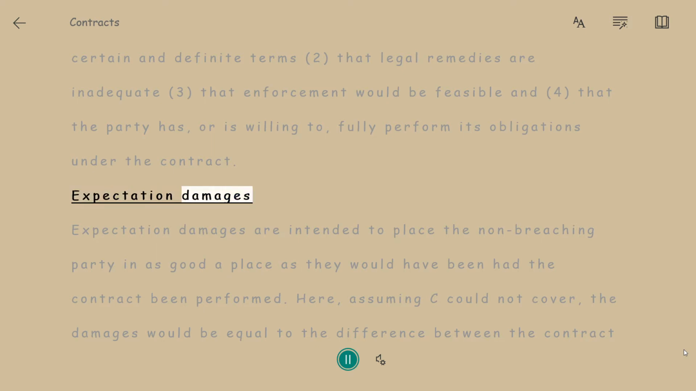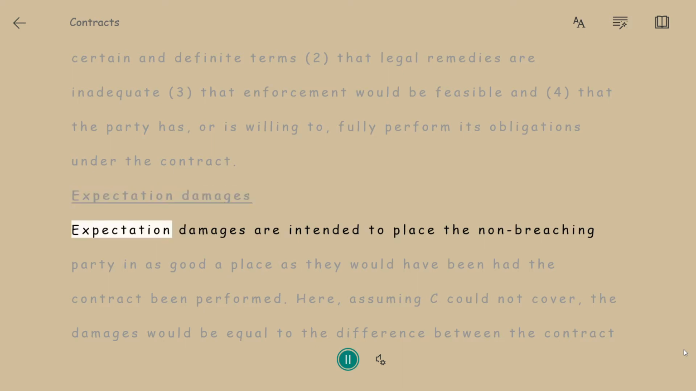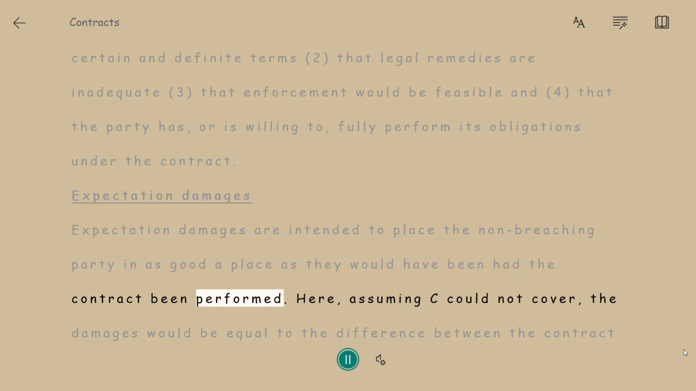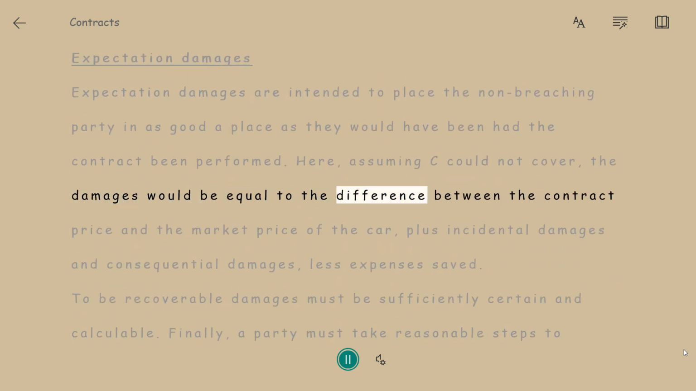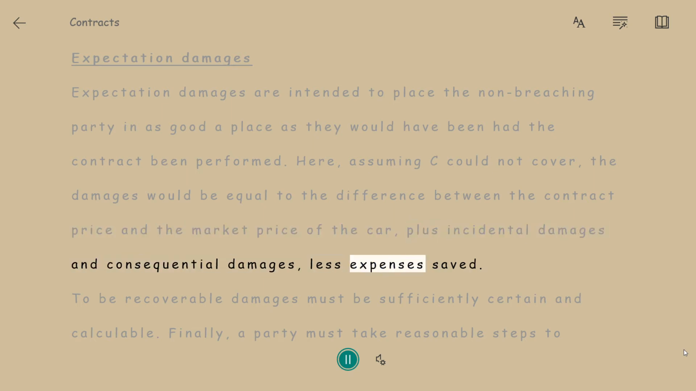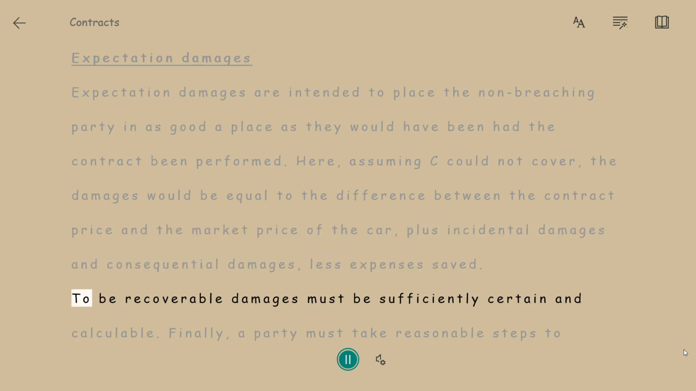Expectation damages. Expectation damages are intended to place the non-breaching party in as good a place as they would have been had the contract been performed. Here, assuming C could not cover, the damages would be equal to the difference between the contract price and the market price of the car, plus incidental damages and consequential damages, less expenses saved. To be recoverable, damages must be sufficiently certain and calculable.